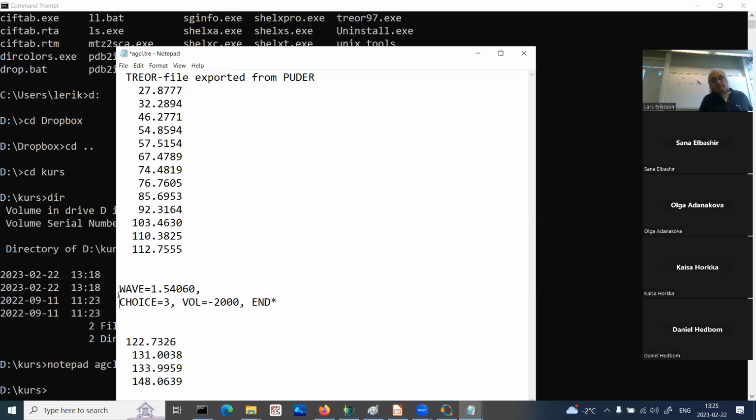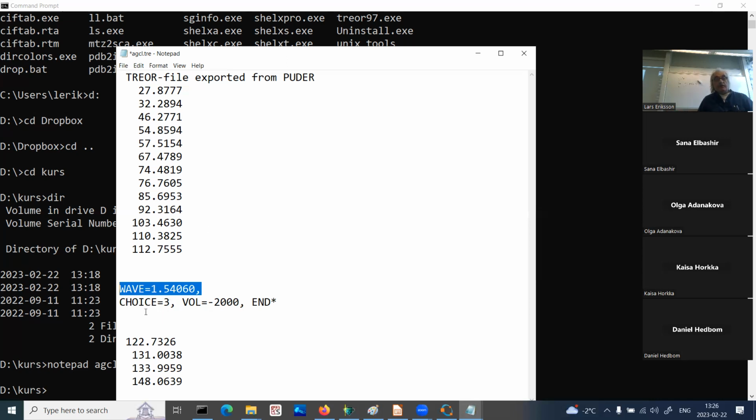Wave equal 1.5406 is actually the standard wavelength, so it doesn't need to be input, but it doesn't hurt either. And especially if you're using some non-standard radiation from synchrotrons, you need to put in the wavelengths, at least if you have 2 theta values. Otherwise, you will get quite a reasonable unit cell, but it will be wrong by a factor related to the wavelengths.